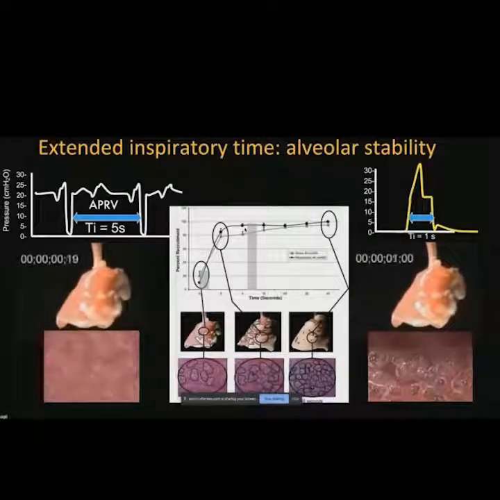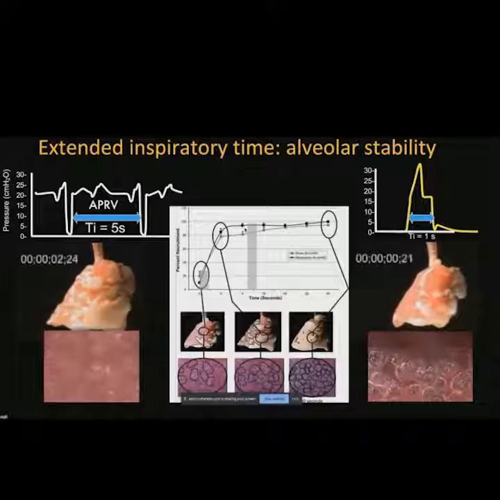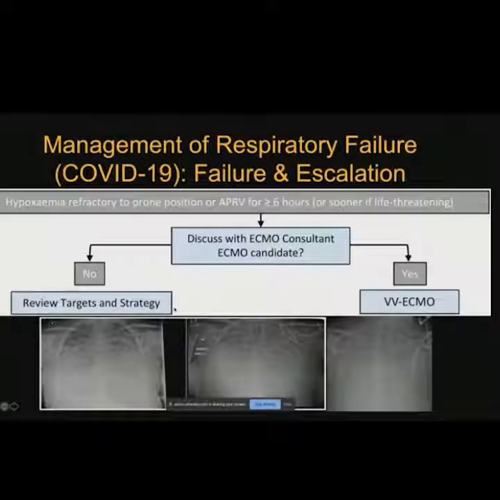So finally, in the end, if patients are still refractory to all those interventions, including prone positioning or APRV for greater than 6 hours, then at that point it's probably important to consider ECMO for these patients. And we don't have enough data to look at the mortality benefit of starting ECMO. That's still ongoing research at this point, but really that's the end of the line treatment in terms of interventions for these patients.